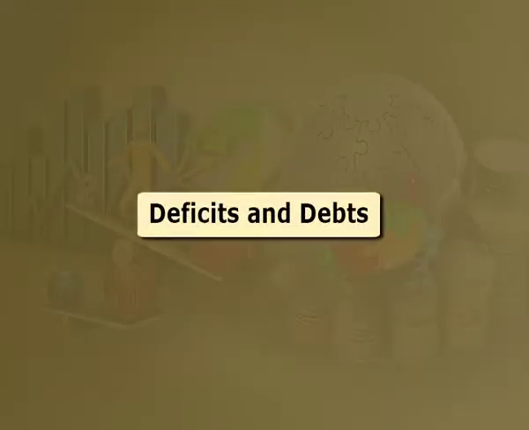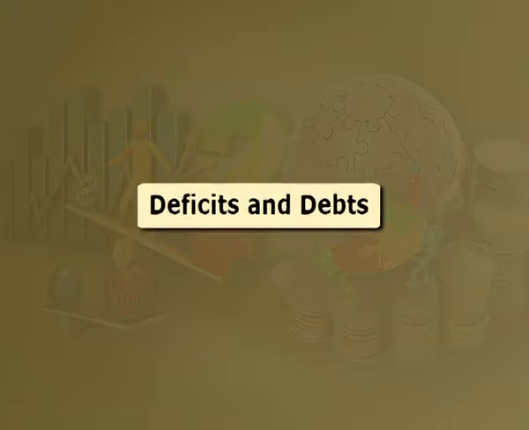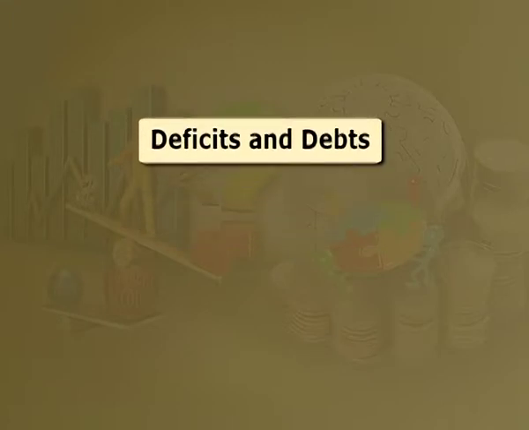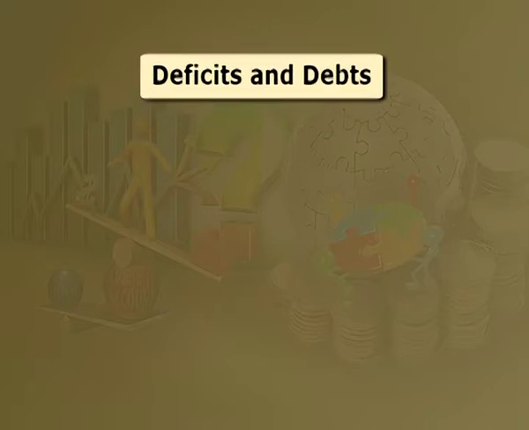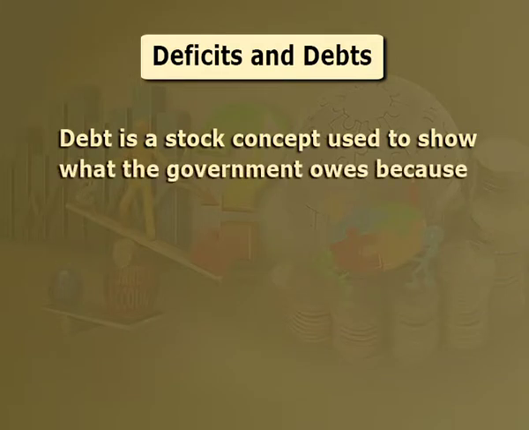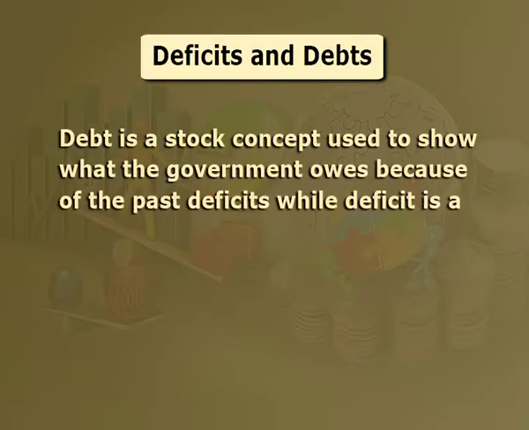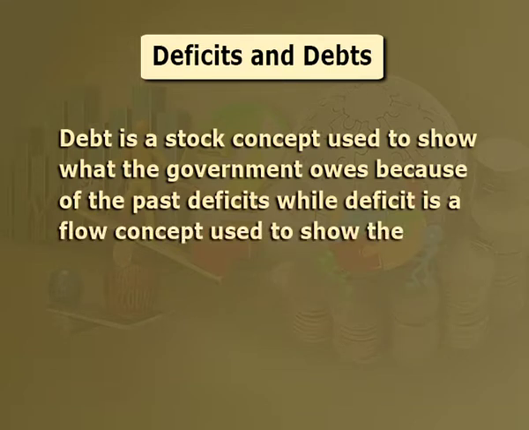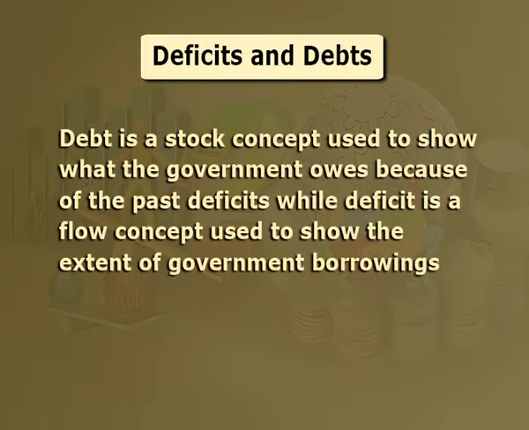So, in this session, we will discuss deficits, debt, spending and taxes, as these four conditions are the constraints of the government budget. Friends, let's begin with deficits and debts. First, we will discuss the definitions of deficits and debts in layman's language. Debt is a stock concept used to show what the government owes because of past deficits, while deficit is a flow concept used to show the extent of government borrowing during a given year.